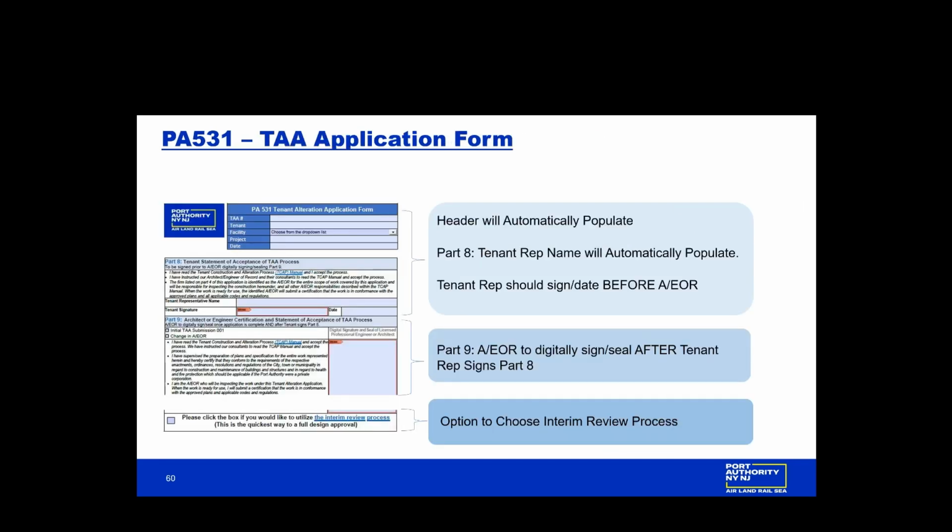Part 8 is the tenant rep name, which automatically populates if you filled it out on the first page. This is where the tenant should sign and date before the architect or engineer of record, so as to not void the architect or engineer of record's digital seal. Part 9, you'll see the initial TA submission is automatically checked, and the architect or engineer should digitally sign and seal after the tenant signs Part 8. There's also an option on the bottom to choose the interim review process. Next slide.